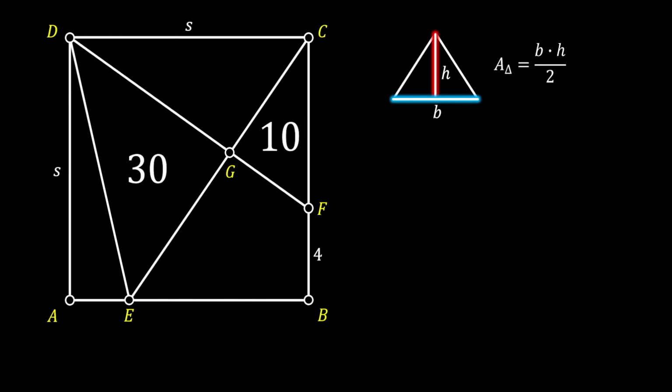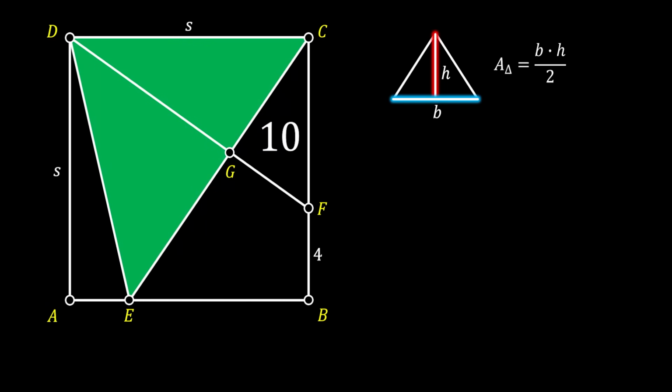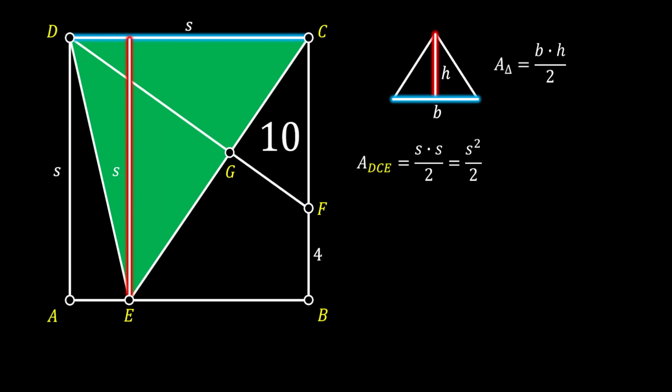So first, let's have a look at the triangle DEC. This triangle has the base of DC, which is equal to the side of the square S. And if you take a look at the vertical side of the square, we can slide it to the right to the point E. This means that this triangle has the height of S as well. So we can write its area as S times S over 2, which equals S squared over 2.